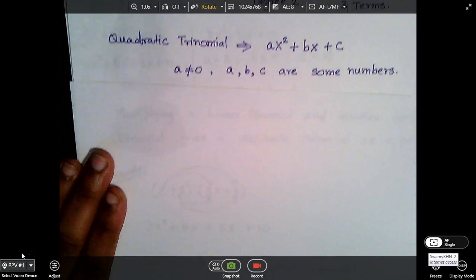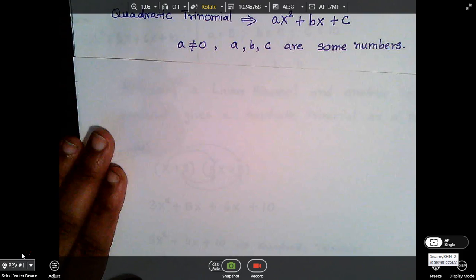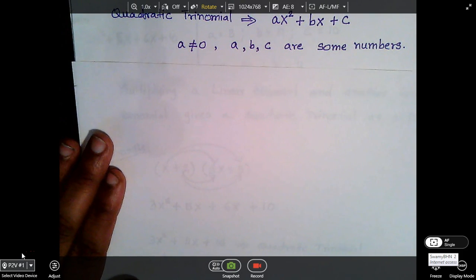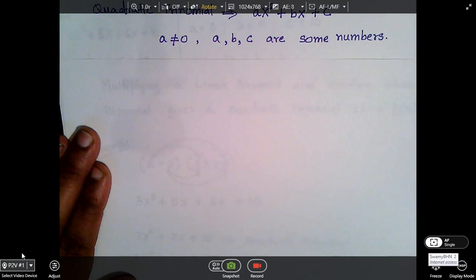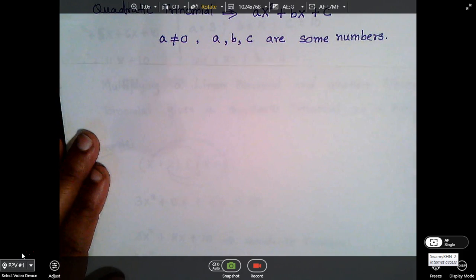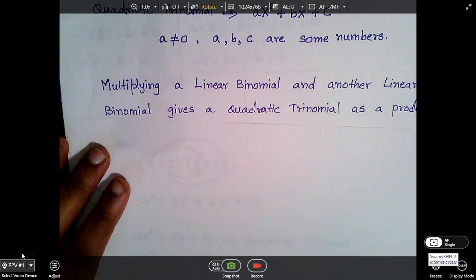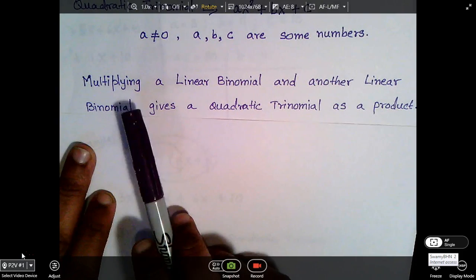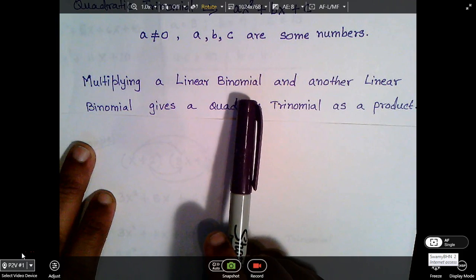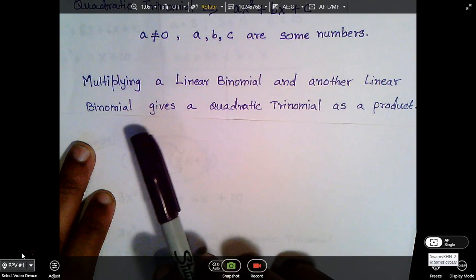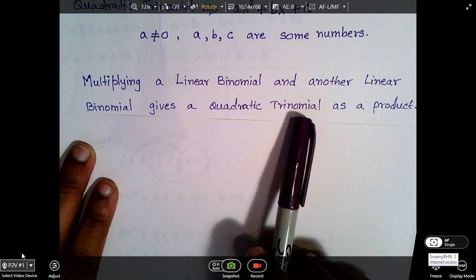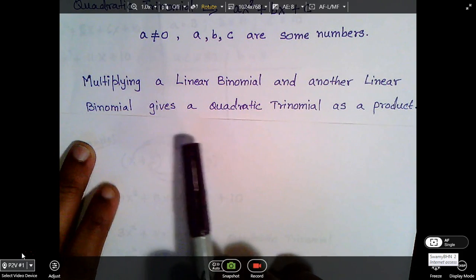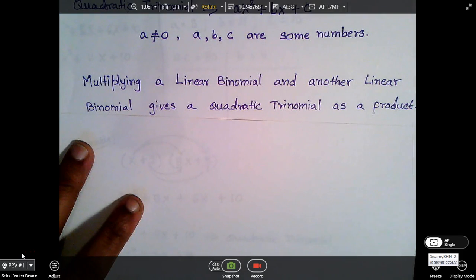All right. So when we talked about factoring polynomials, we learned 3 different techniques. Today we are going to be learning the 4th technique for factoring quadratic trinomials. So when do I get a quadratic trinomial? I get a quadratic trinomial when I multiply a linear binomial and another linear binomial. Okay, so multiplying a linear binomial and another linear binomial gives a quadratic trinomial as a product.